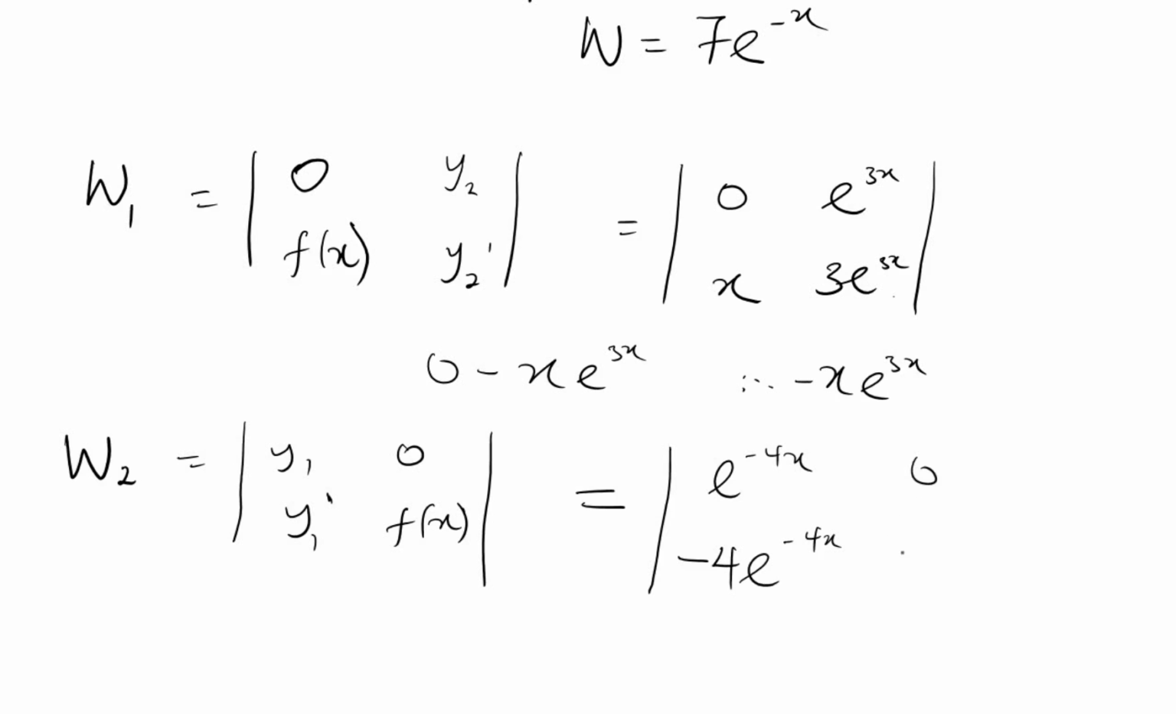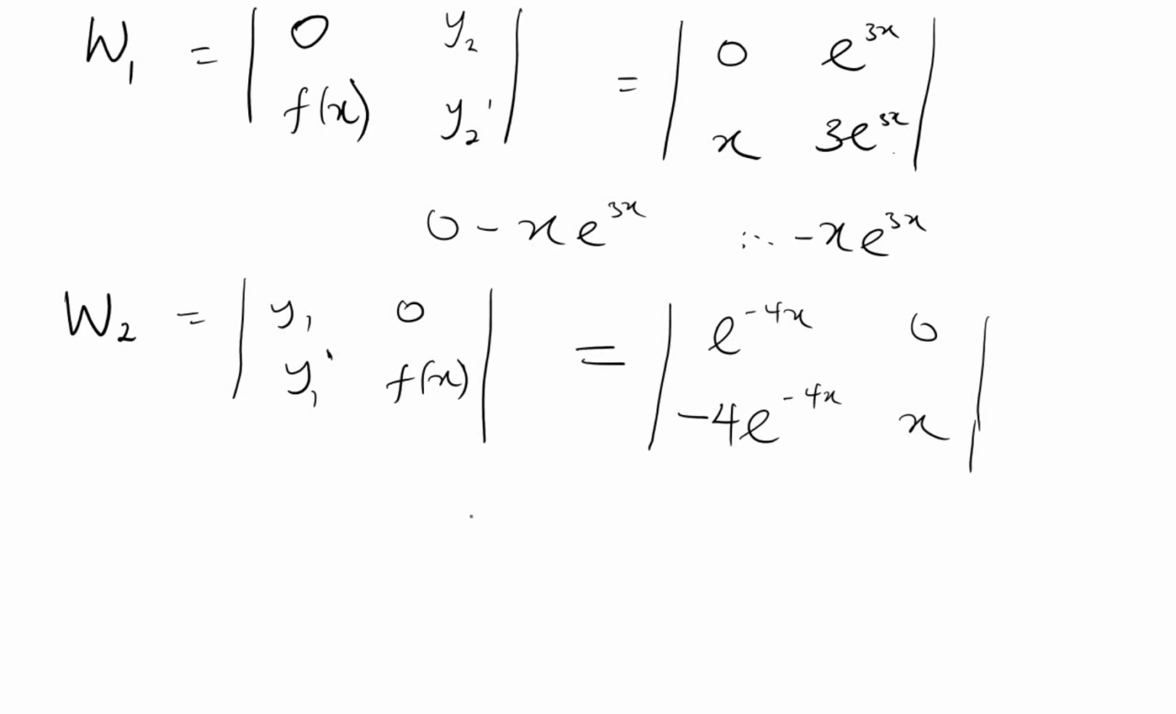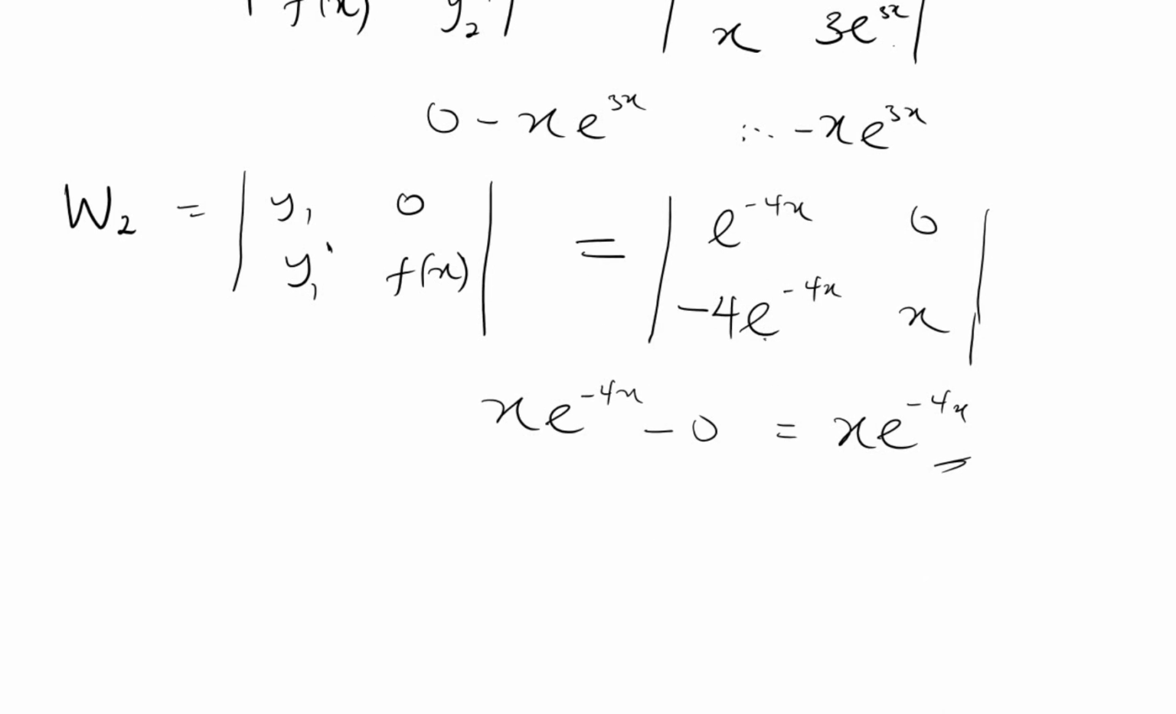And here 0x. The determinant of the matrix. Here I'm going to have x exponential 4x minus 0. There, this times this is 0, which is going to give me x exponential of minus 4x. So now I have w1 and w2.